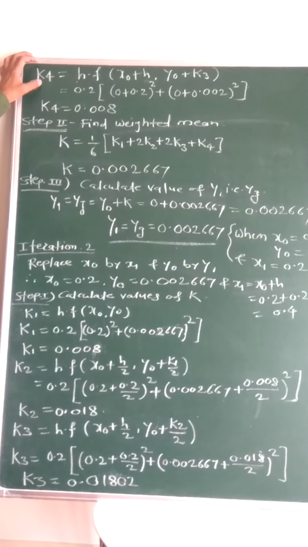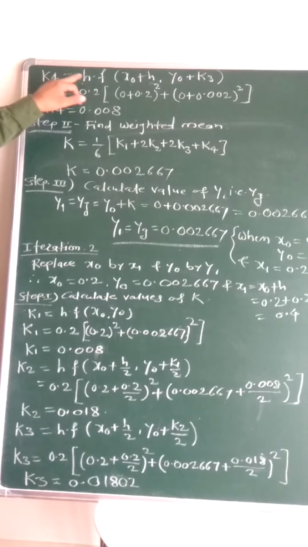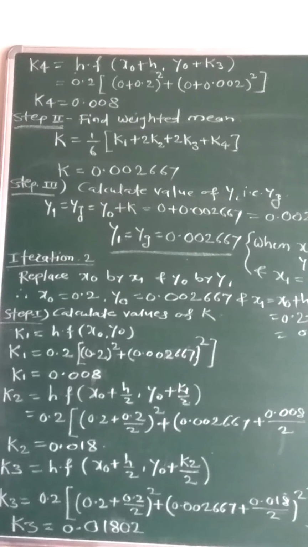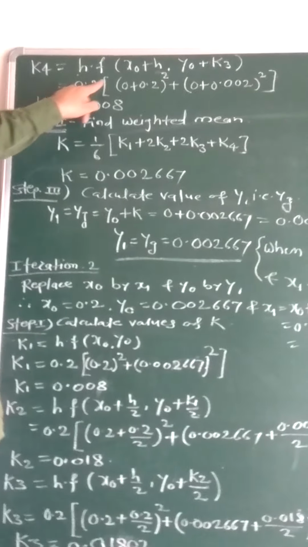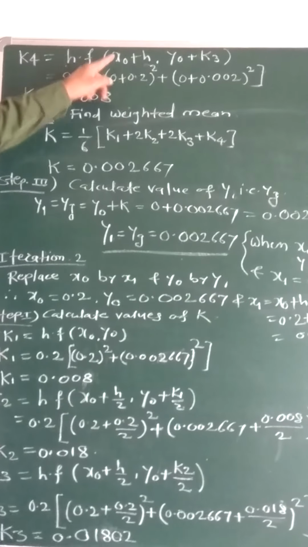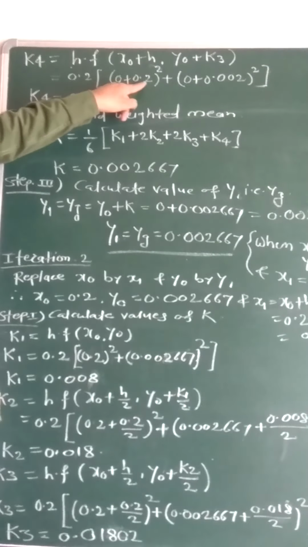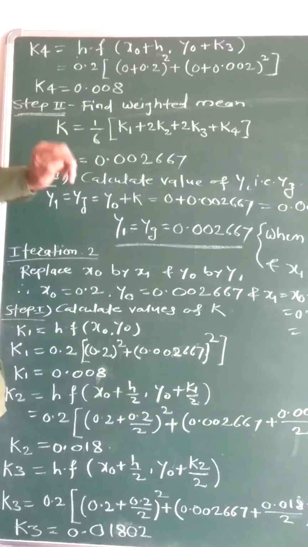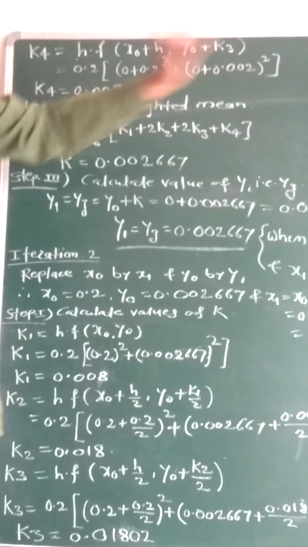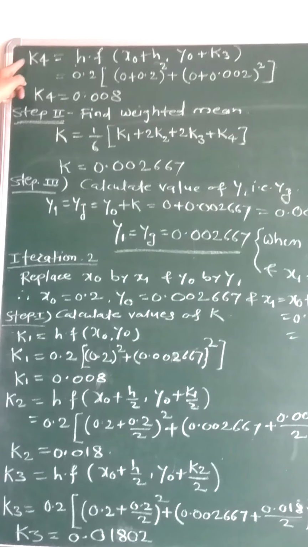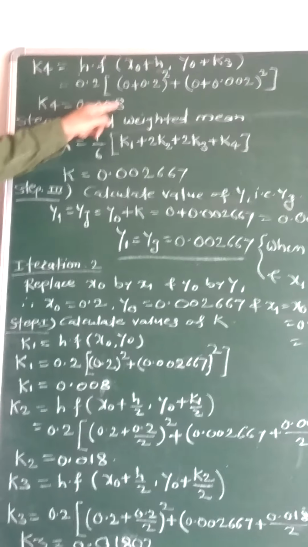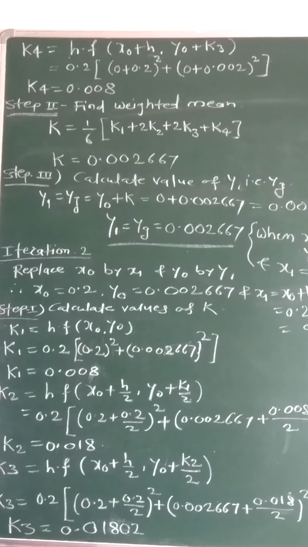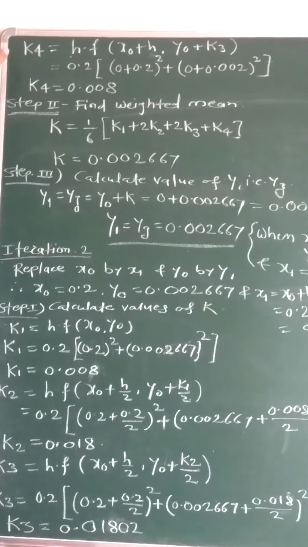Now the last value is k4 and it is calculated as h into f of x0 plus h, comma y0 plus k3. h is equal to 0.2. Our function is x square plus y square. Therefore, x0 is 0 plus h is 0.2 bracket square plus y0 is 0 plus k3 is 0.002 bracket square. Therefore, k4 is equal to 0.008. Now, here we have calculated the values of k1, k2, k3 and k4.